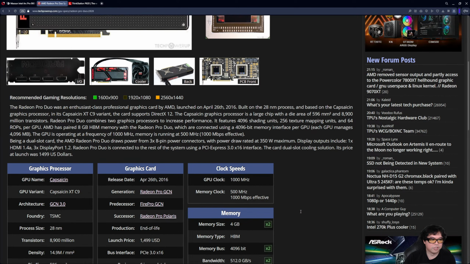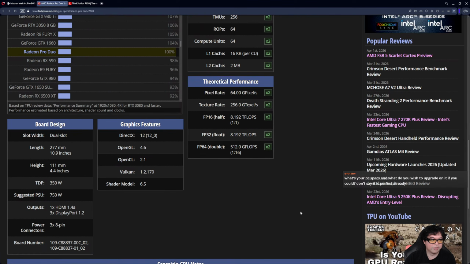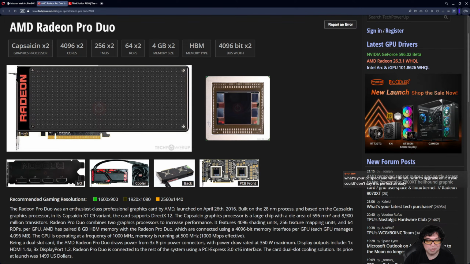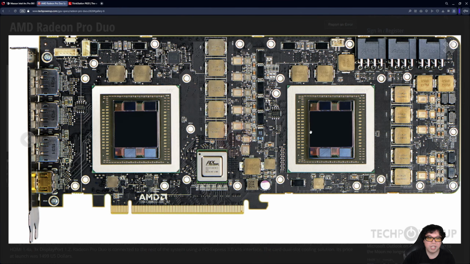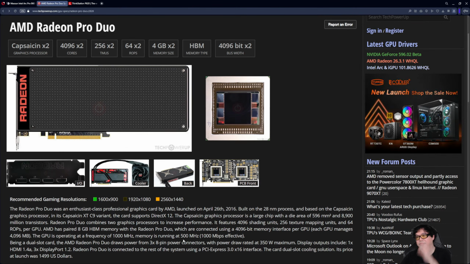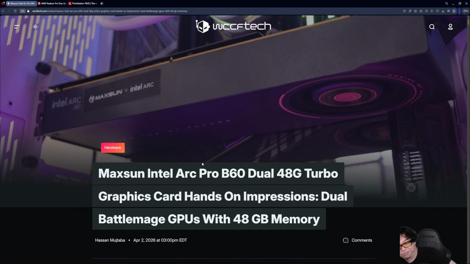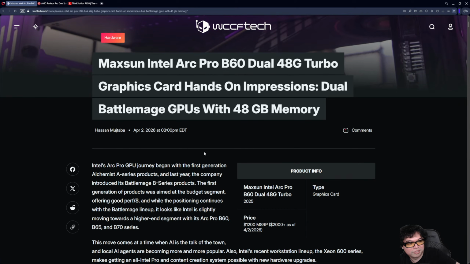So what was the power consumption on this thing? Only 350 watts? 350 watt TDP for a dual GPU? That's pretty good. For some reason I was under the impression that it would be more than that, because it has triple 8-pins. You can see it's got three 8-pins on there. So the fact that Intel made one of these, we haven't seen one in nearly a decade, is pretty interesting.